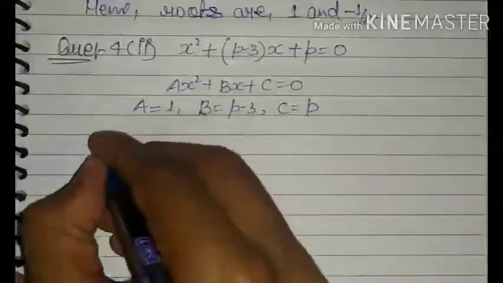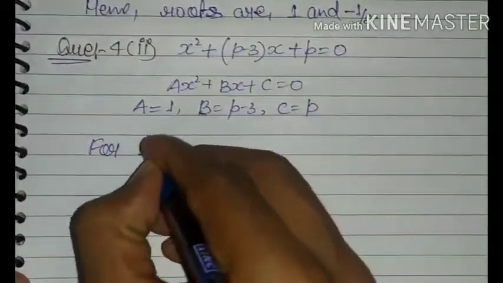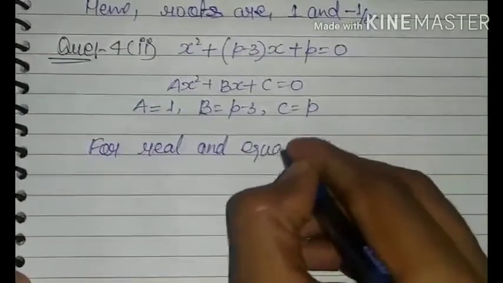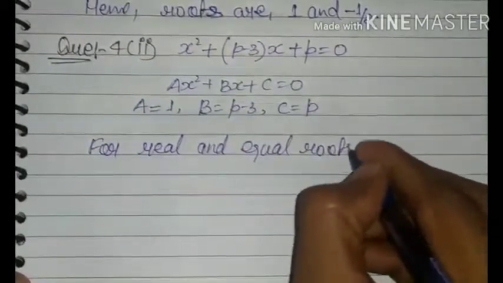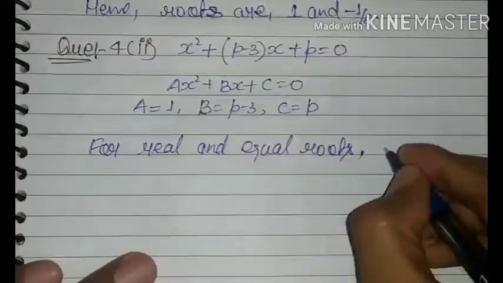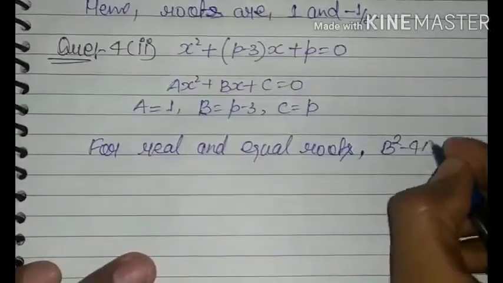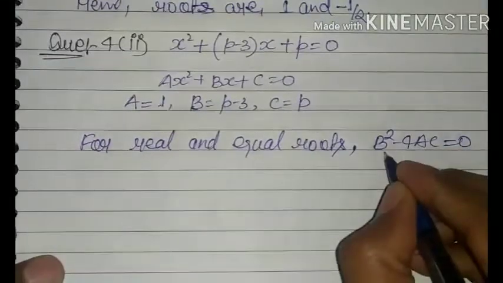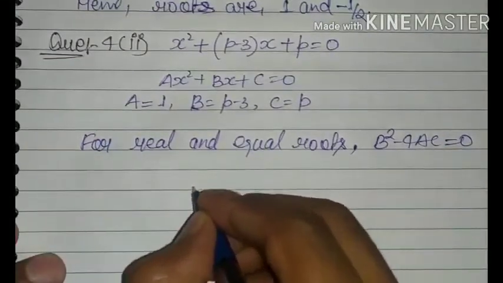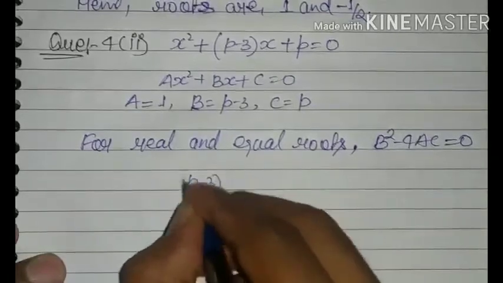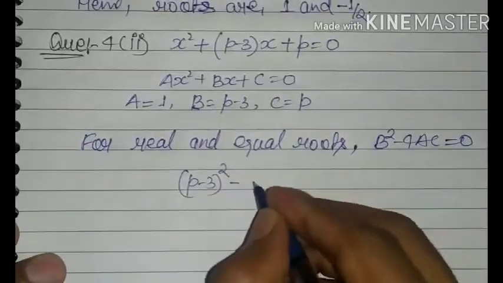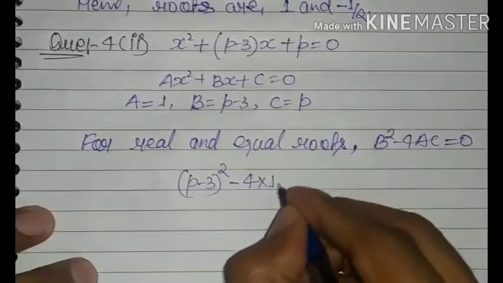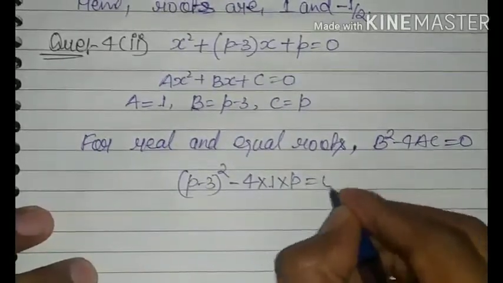Then for real and equal roots the discriminant b² − 4ac should be equal to 0. I am going to put the values of a, b and c. Then here b is p − 3, so (p − 3)² − 4 × the value of a, which is 1, times c, which is p, equals 0.